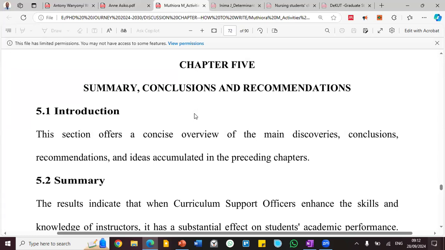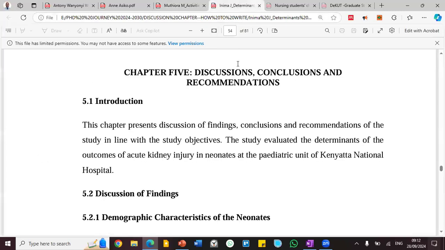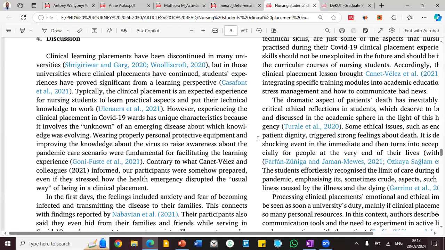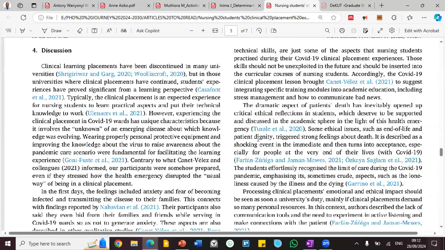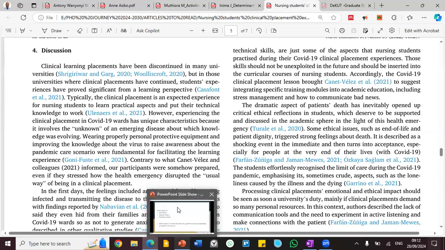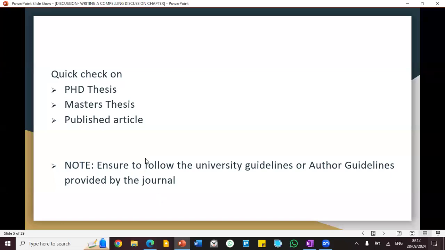So this will be as per the guideline that you have either in your institution or what I'll be showing you here. So for those who have published an article, maybe you know, of course, in that manuscript, there is always a discussion part. So I'm also showing you on your screen, there is a discussion aspect here. So the tips I'm going to discuss today, they all apply, whether you are doing a PhD, a master's, or writing a manuscript for publication. Good. Point noted.